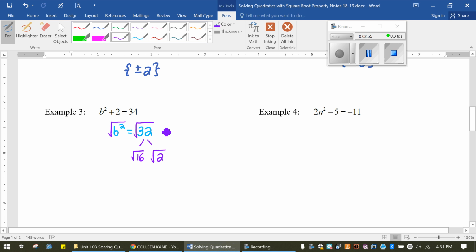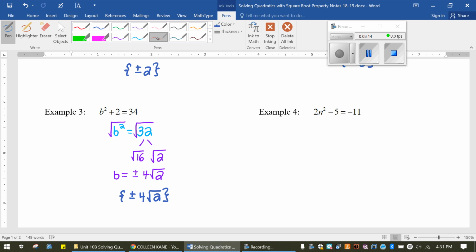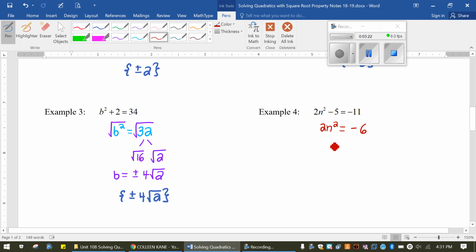The biggest square root factor of 32 is 16. So b is going to be plus or minus 4 root 2. Put that into solution set. Okay. Number 4, add 5 to both sides. And we're going to divide both sides by 2.